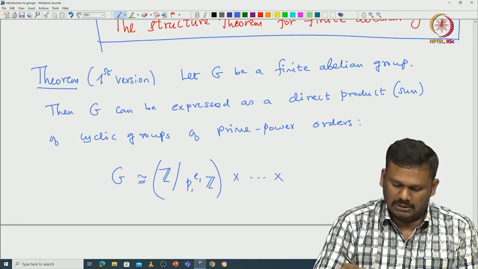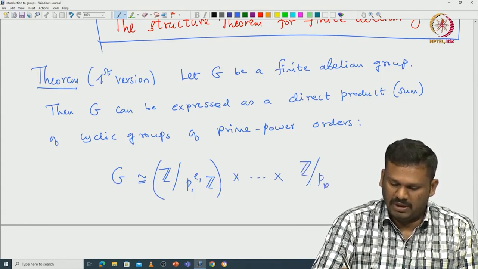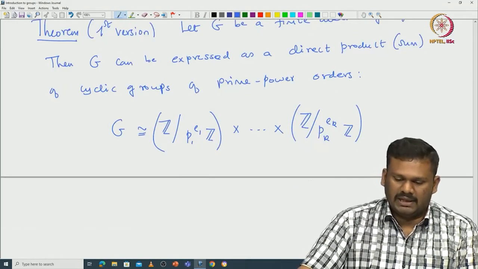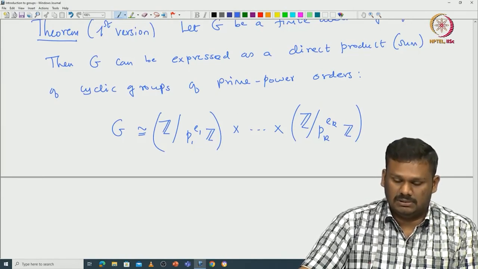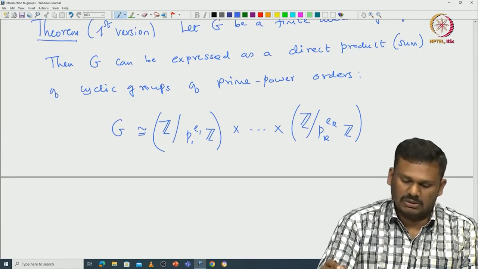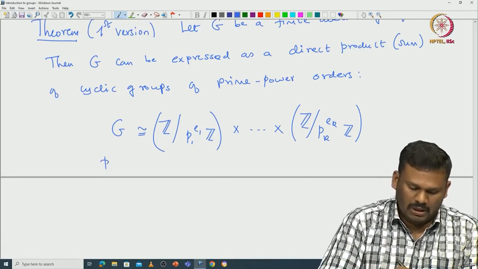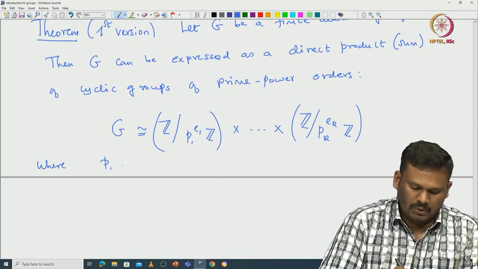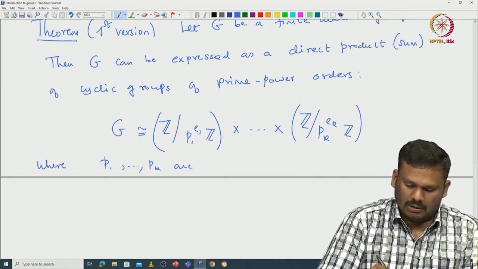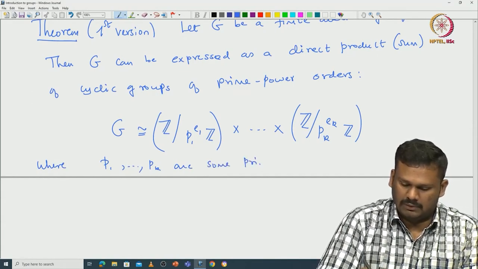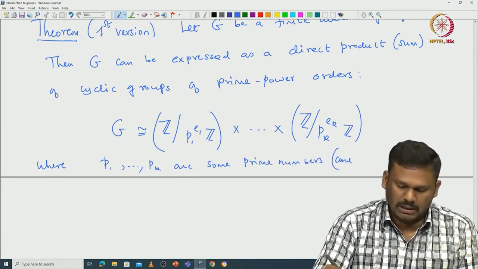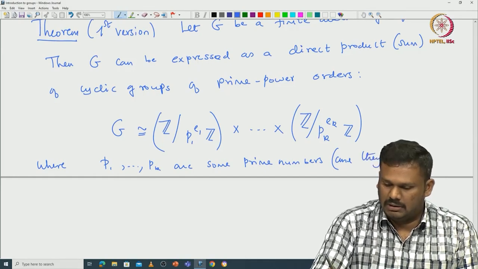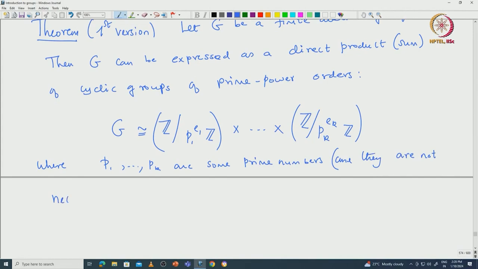Very explicitly, G is isomorphic to Z modulo p1 to the e1 Z, direct product Z modulo pk to the ek Z. Note that here we don't assume these pi's are necessarily distinct, so some repetition is allowed. Here p1 through pk are some prime numbers, and they are not necessarily distinct.